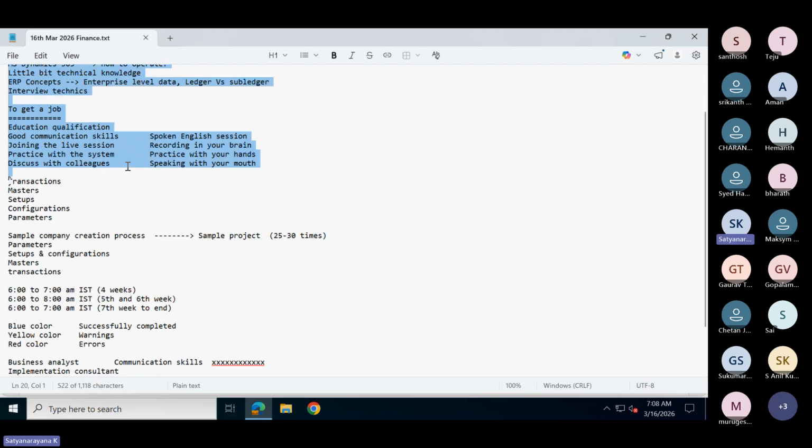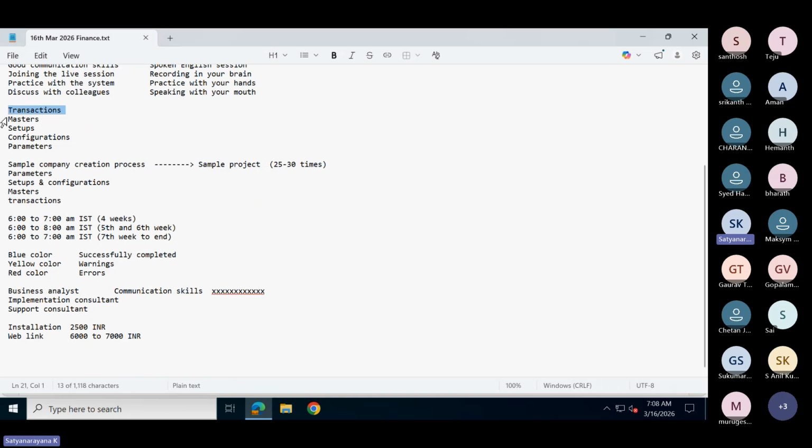Whenever I'm teaching, I will teach you transactions, masters, setups, configurations, and parameters. Once you understand all these terminologies, I will go to the new company creation process. I will create a new company and then do parameters, setups, configurations, masters, and transactions. Indirectly you are working on a sample project. First, I will teach you only one time, and you need to do it at least 25 to 30 times.